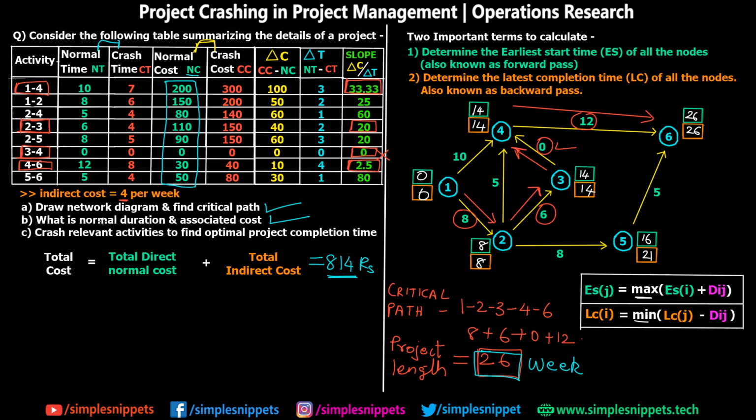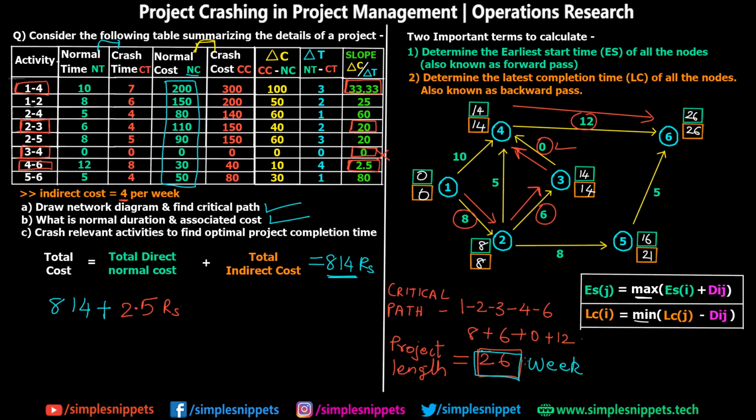Let's first take an example over here. We know that we have 26 weeks, right? So let's say we reduce this 4 to 6 activity by 1 week. The total cost is going to go up by 2.5 rupees. So 814 plus this 2.5 rupees, which is increased because we crashed activity 4 to 6 by 1 week. That is, we reduced activity 4 to 6 by 1 week. Normally it was taking 12 weeks. Now it is going to take 11 weeks.